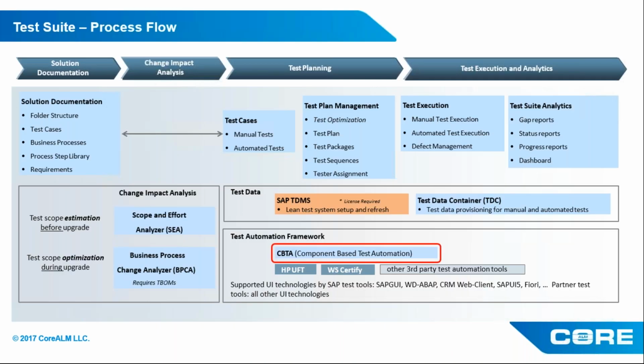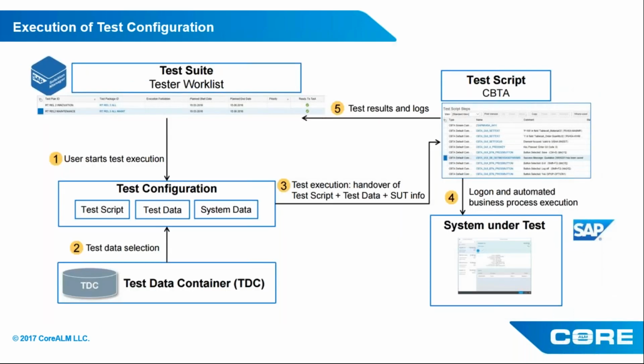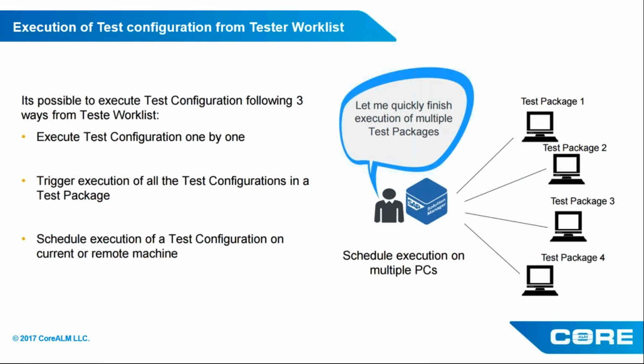So test execution is the next part, so manual and automated test execution. And this is the process for that. So in the tester work list, you'll see this, start an execution, it picks up the test script with the test data and system data, or the test data would come from the test data container. The execution hands this over to be executed and log in and run the test, and then the test results come back and logs come back to the tester work list.